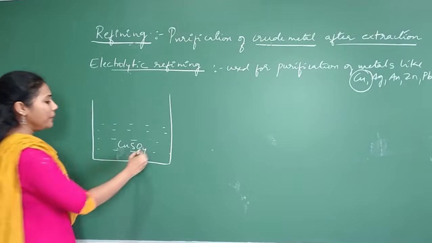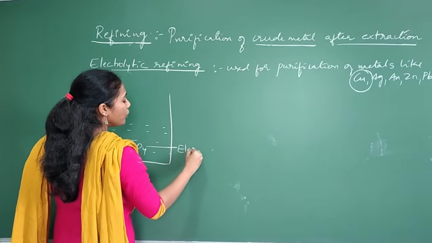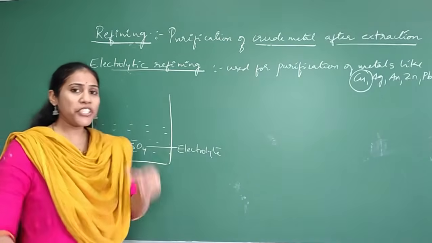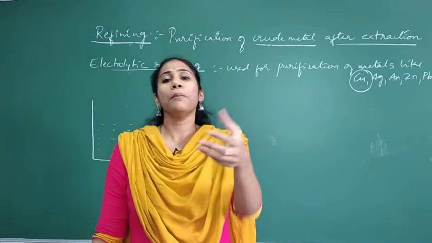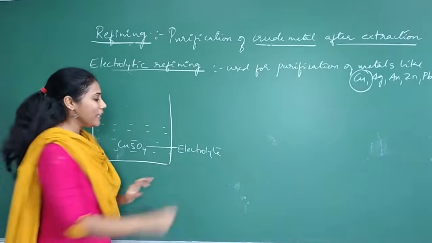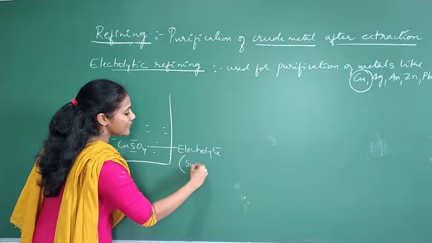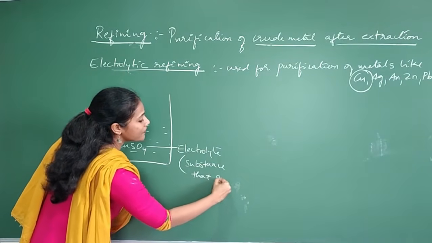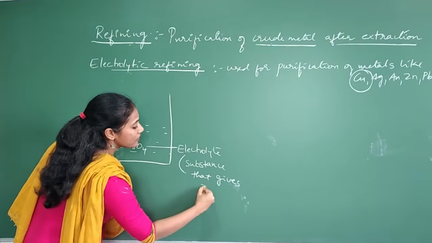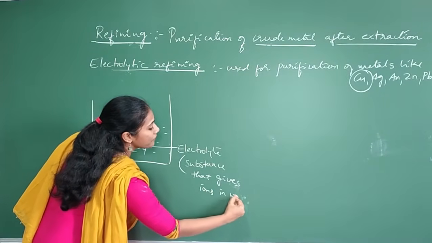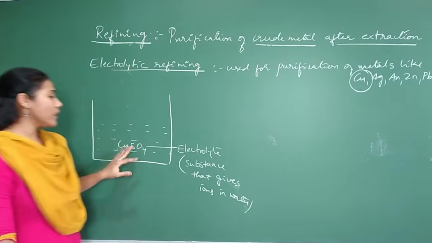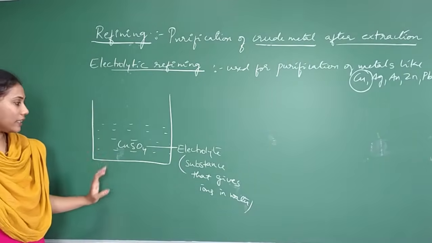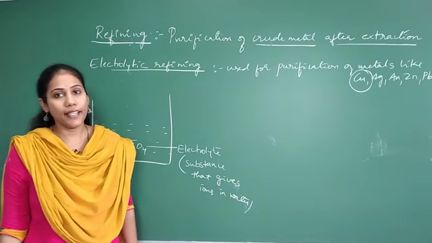So what do you mean by electrolyte? Electrolyte is the one which can produce ions the moment you put it in water. So electrolyte is the substance that gives ions in water. Copper sulfate I dissolved in water, and I am taking it in a tank. Since it is giving ions in water, I will call that solution the electrolyte.